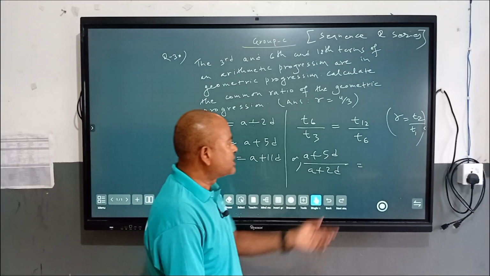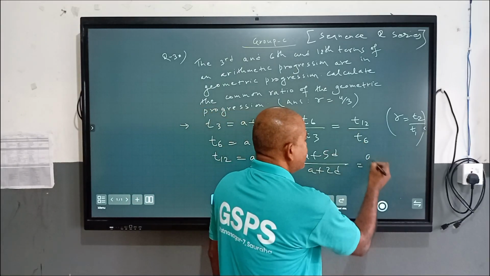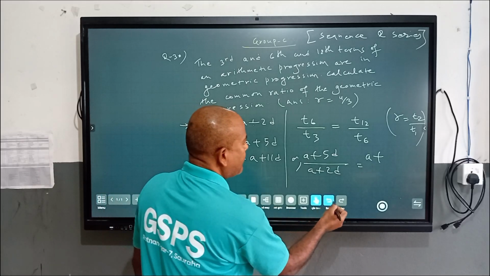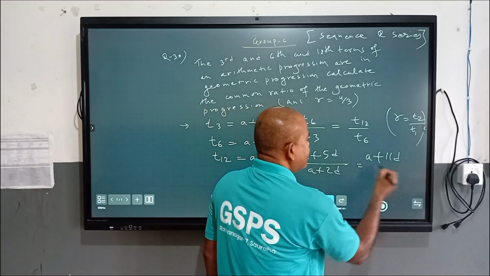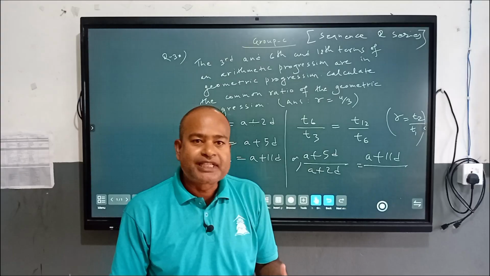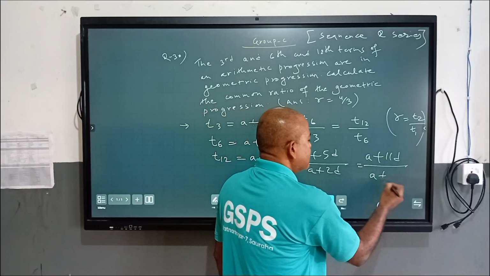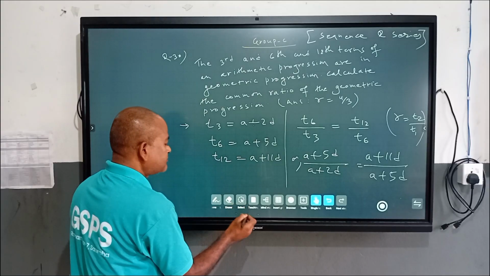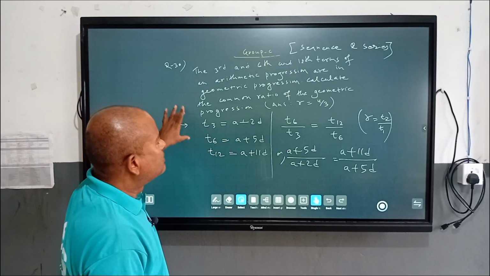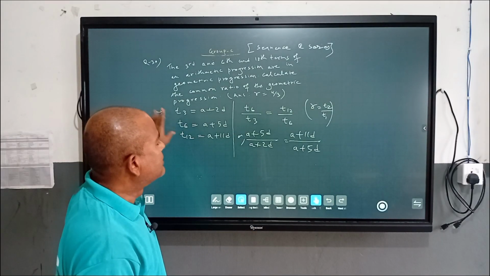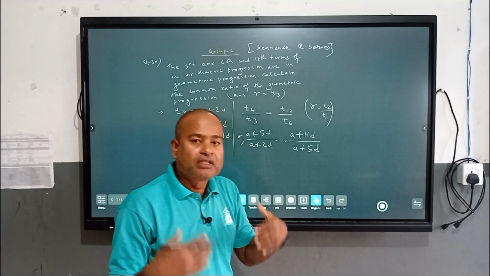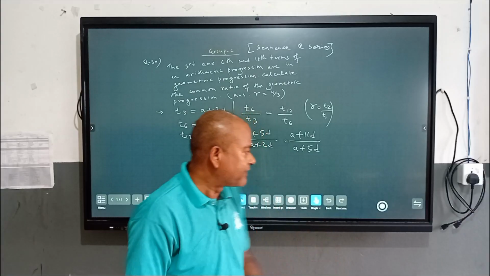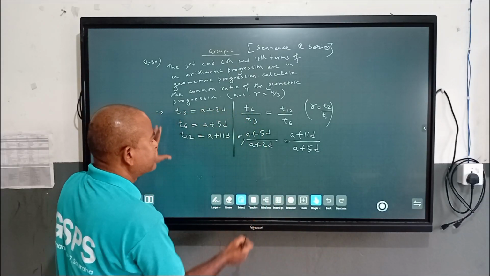So dear students, let's put the value of t12. t12 means a plus 11d, divided by t6, which means a plus 5d. Dear students, now by solving this equation we'll get the value of a in terms of d, or the value of d in terms of a. So let's do the simplification.